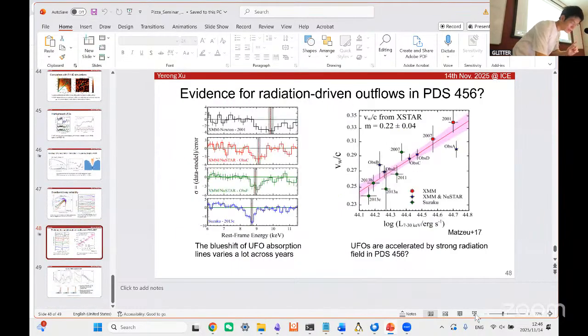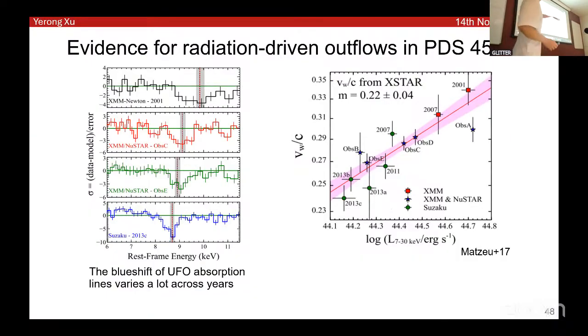First of all, this result was about PDS 456, from CCD observations. We found variability by studying the UFO velocities across two decades, and we found that the hard X-ray luminosity is correlated with the UFO velocity, which suggests that the UFO is driven by the radiation field. And there is also another piece of evidence, from my own work, but it has too many technical details, so I didn't show it here.